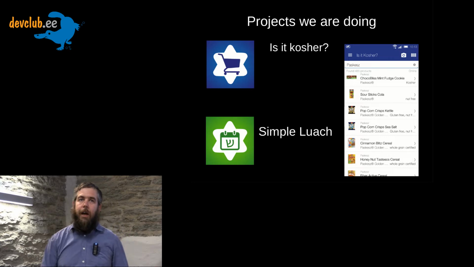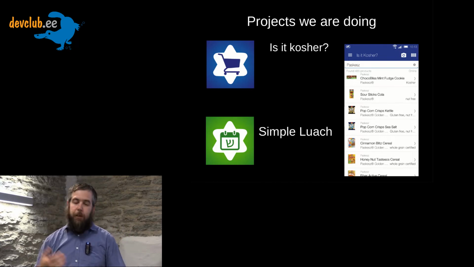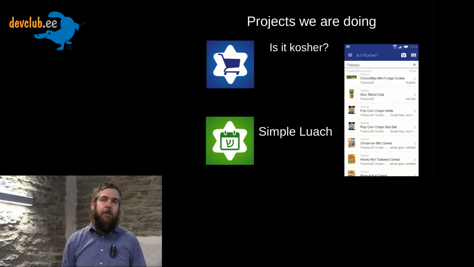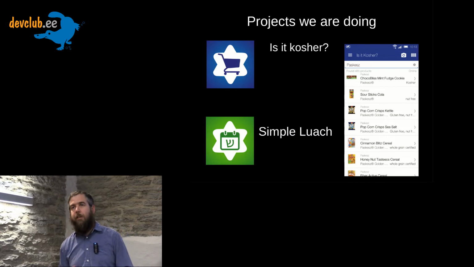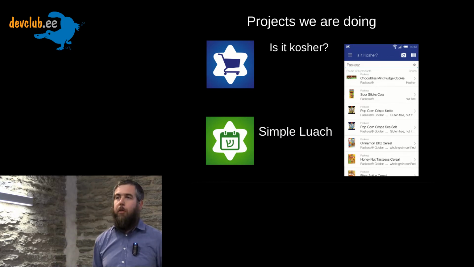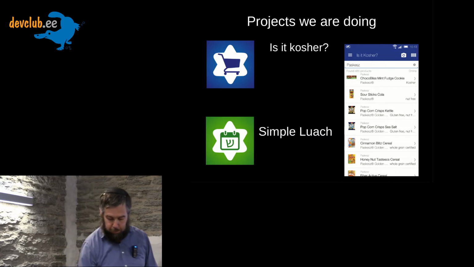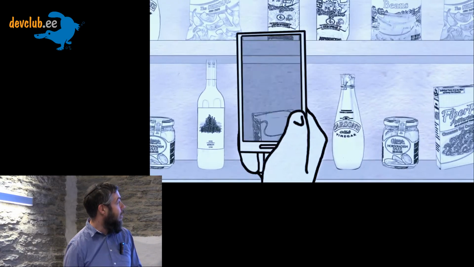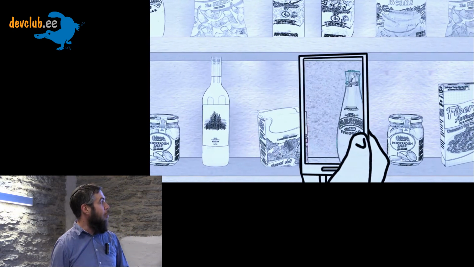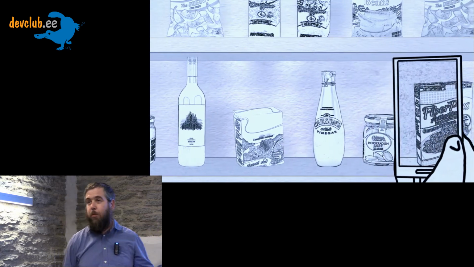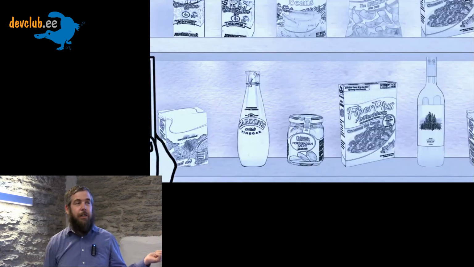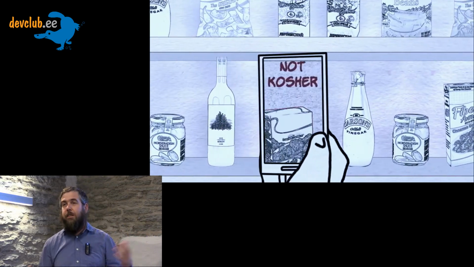So I started thinking about something different, something more relevant in terms of searching for products, searching for information about products. I came to the idea, well, I have a small video like this. You come to the shop and point the mobile phone at some product, and the mobile phone says this is kosher, this is not.